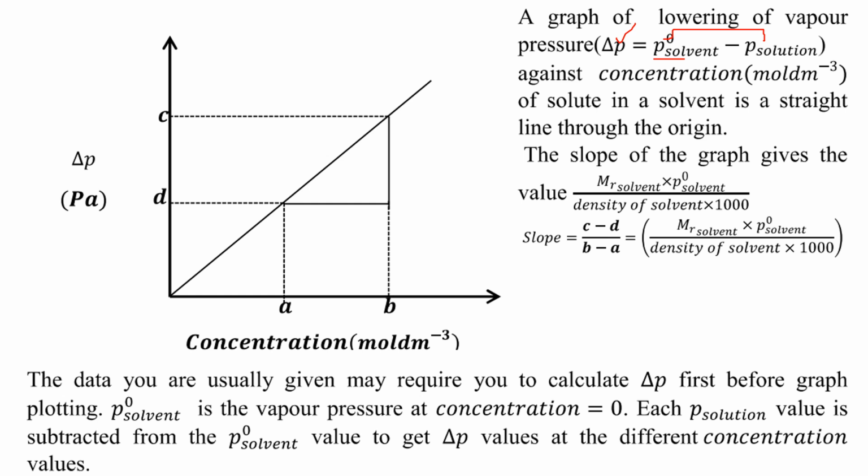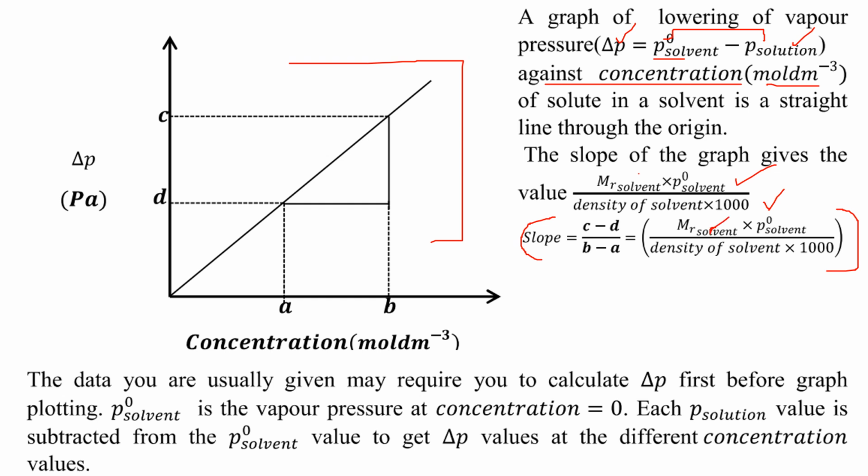Less the vapor pressure of the solution. Now, the concentration is measured in moles per decimeter cubed of a solid in a solvent, and it gives a straight line passing through the origin as represented in this sketch. The slope of the graph gives the molar mass of the solvent multiplied by the vapor pressure it exerts in its pure state, divided by the density of the solvent times 1000. So this is an alternative formula for finding any of the things you may be asked, especially the molar mass of the solvent. You can find it from the slope.